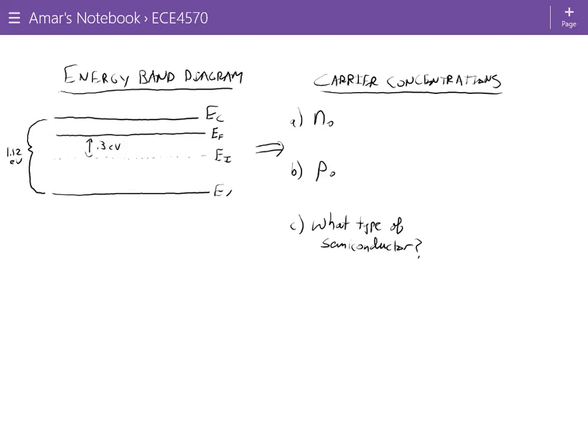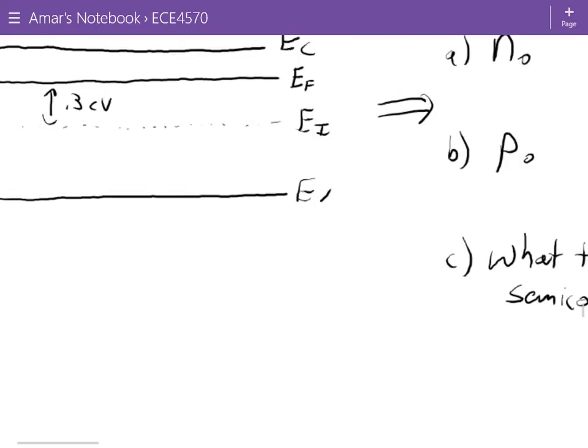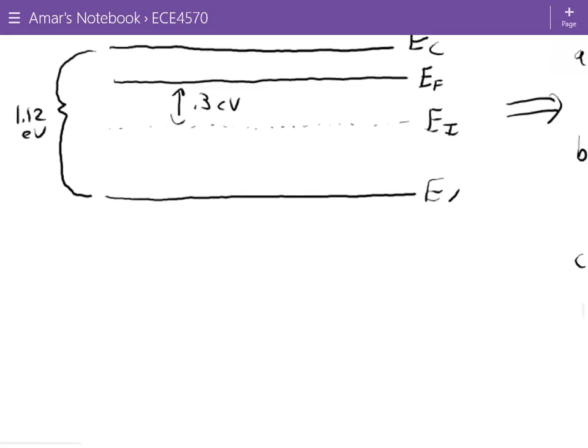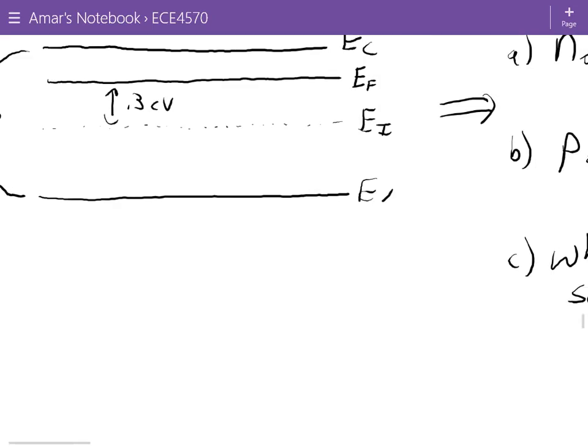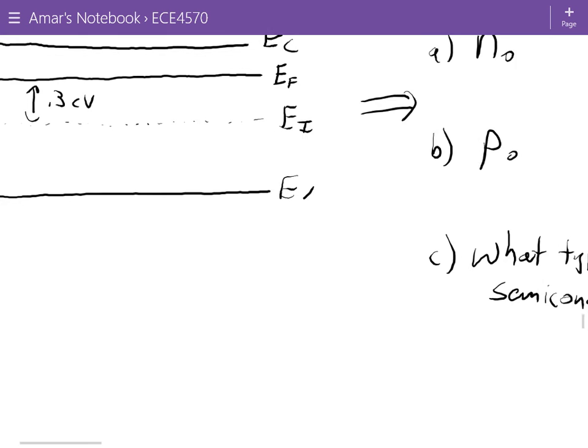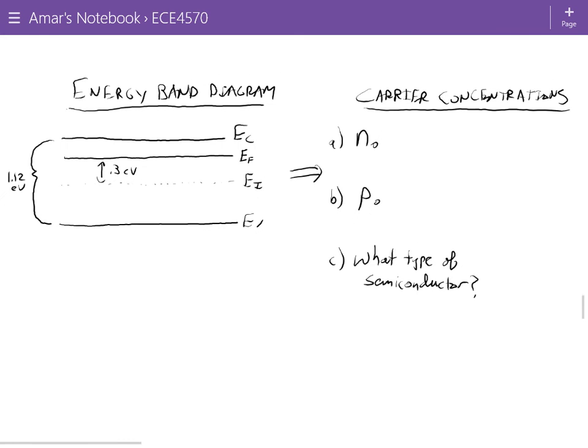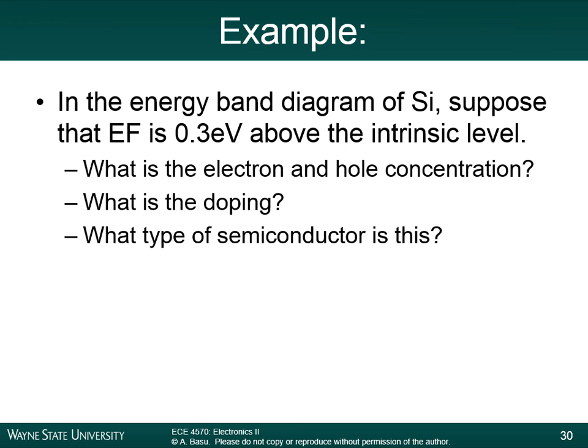Where does the 1.12 come from? So 1.12 electron volts is the band gap of silicon. Yeah. So in this problem, you're told that it's silicon, so you know that the band gap is this much. Okay, let's go back to the problem here.